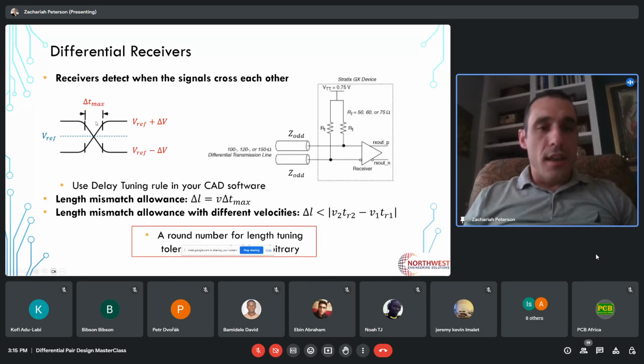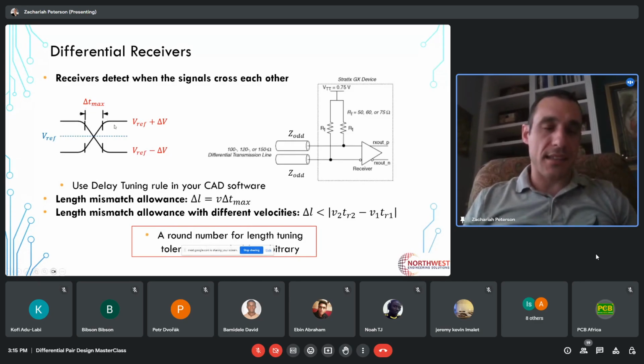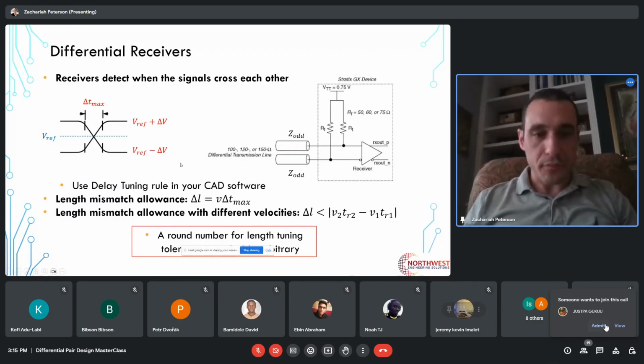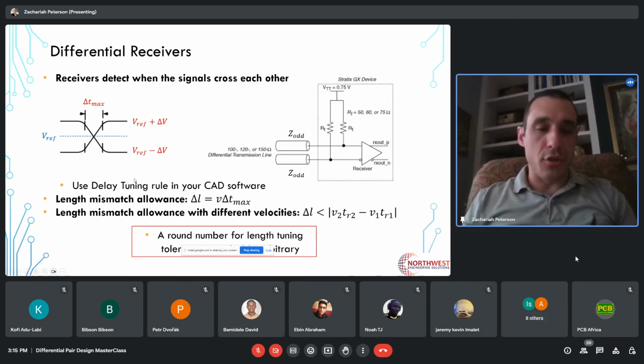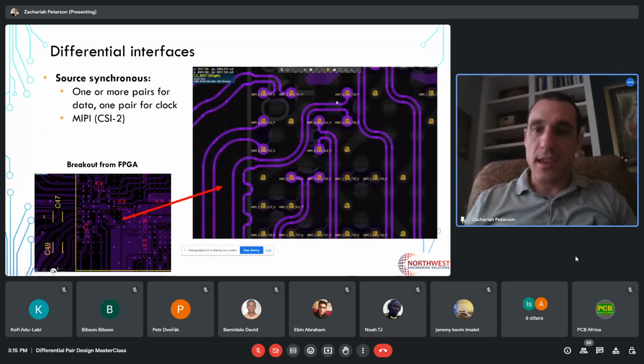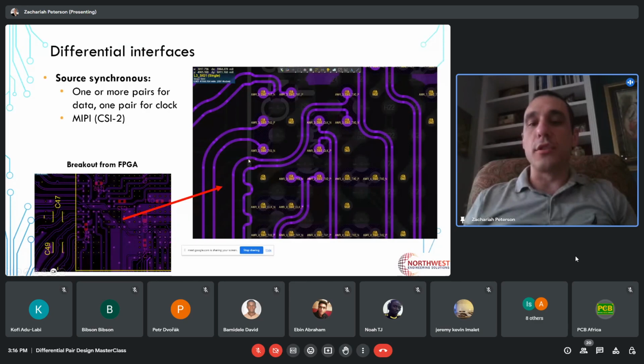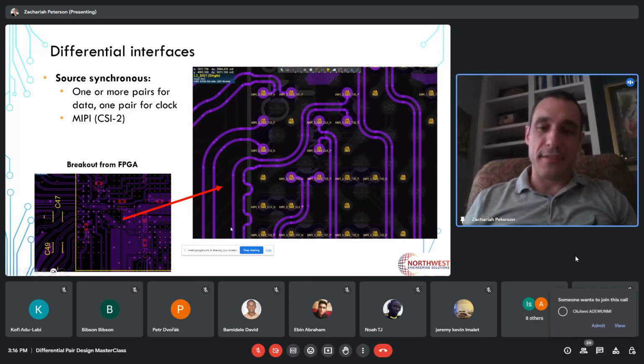And so this time, delta T max, is defined by the allowed crossing window between the positive and negative polarity signal that's traveling on one of those traces. So you should use a delay tuning tool if you know this time window. However, if your CAD software does not have a delay tuning tool, you can still use a length mismatch rule. You just need to know the velocity of the signals that are traveling on these interconnects. So you need to know the velocity of a single signal and its complement on this opposite pair. And then you need to know the velocity of the entire interconnect. So basically the velocity of the merged signal.